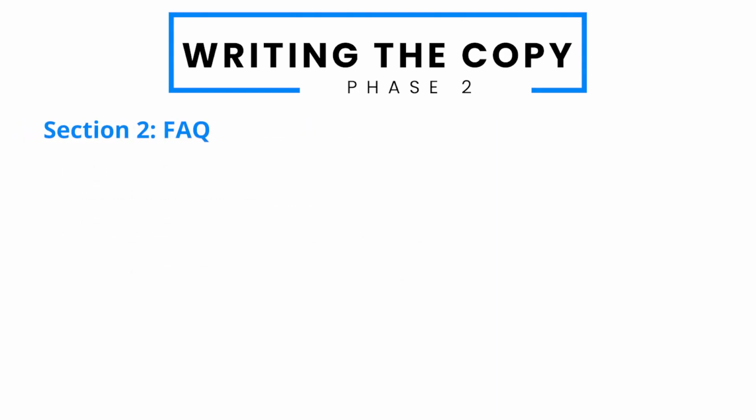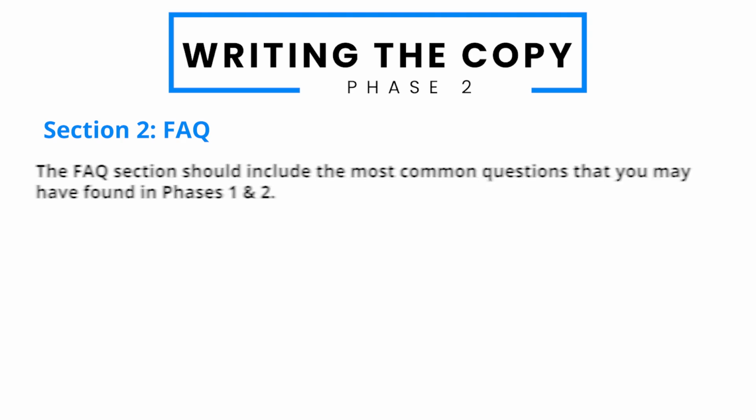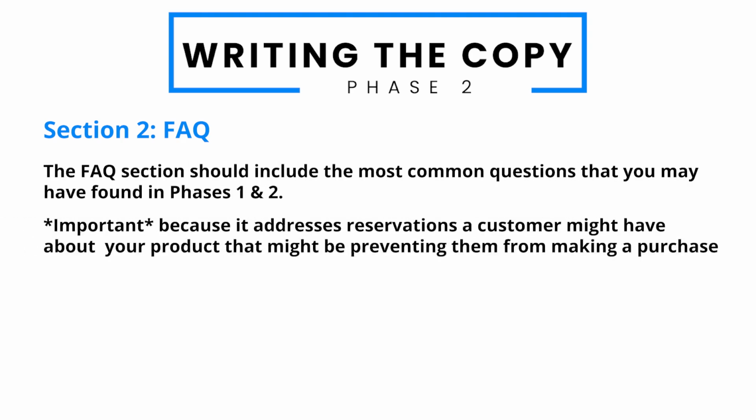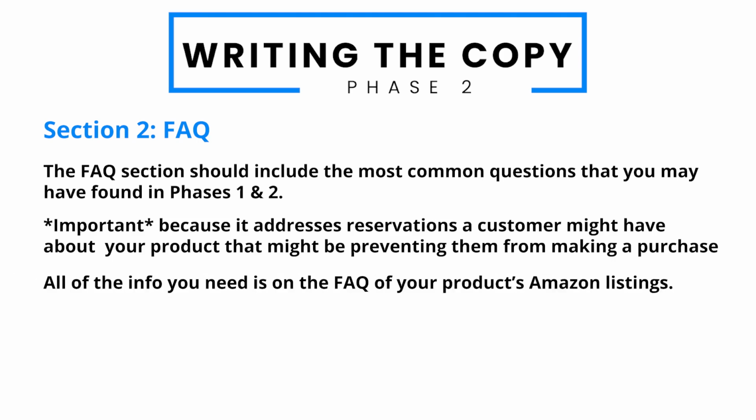Now the FAQ section should include the most common questions that you may have found in phases 1 and 2. Now this section is important because it addresses reservations a customer might have about your product that might be preventing them from making a purchase. All the information you'll need for this section can be found on the FAQ of your product's Amazon listing. So if you didn't make note of these before, go ahead and do so now.